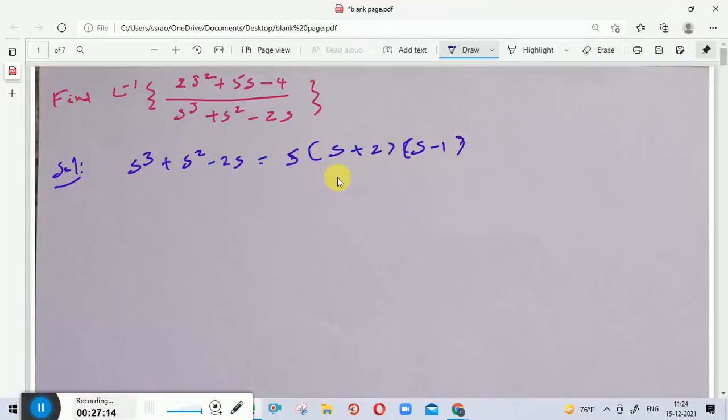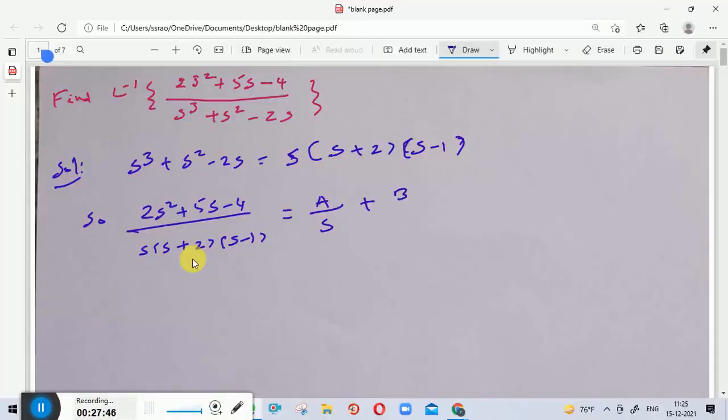So (2s square plus 5s minus 4) divided by s into (s plus 2) into (s minus 1) can be written as a by s plus b by s plus 2 plus c by s minus 1, since all the factors below are linear factors.